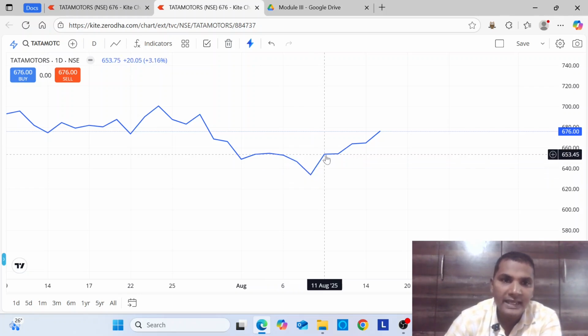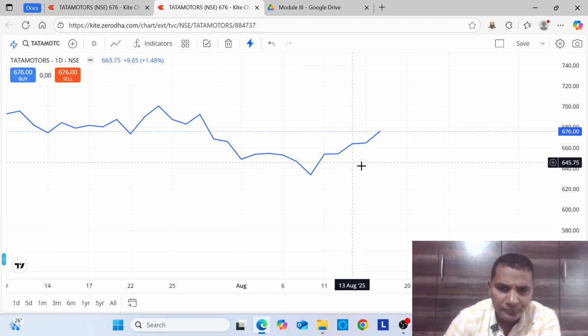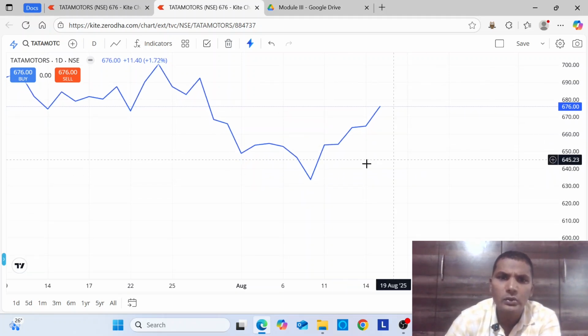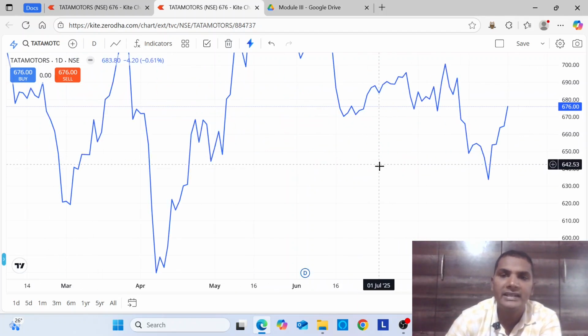So the line chart generally doesn't show the intraday price movement. Generally here we are just connecting the closing price of that day and we are getting the line chart, and accordingly we can identify the trend.